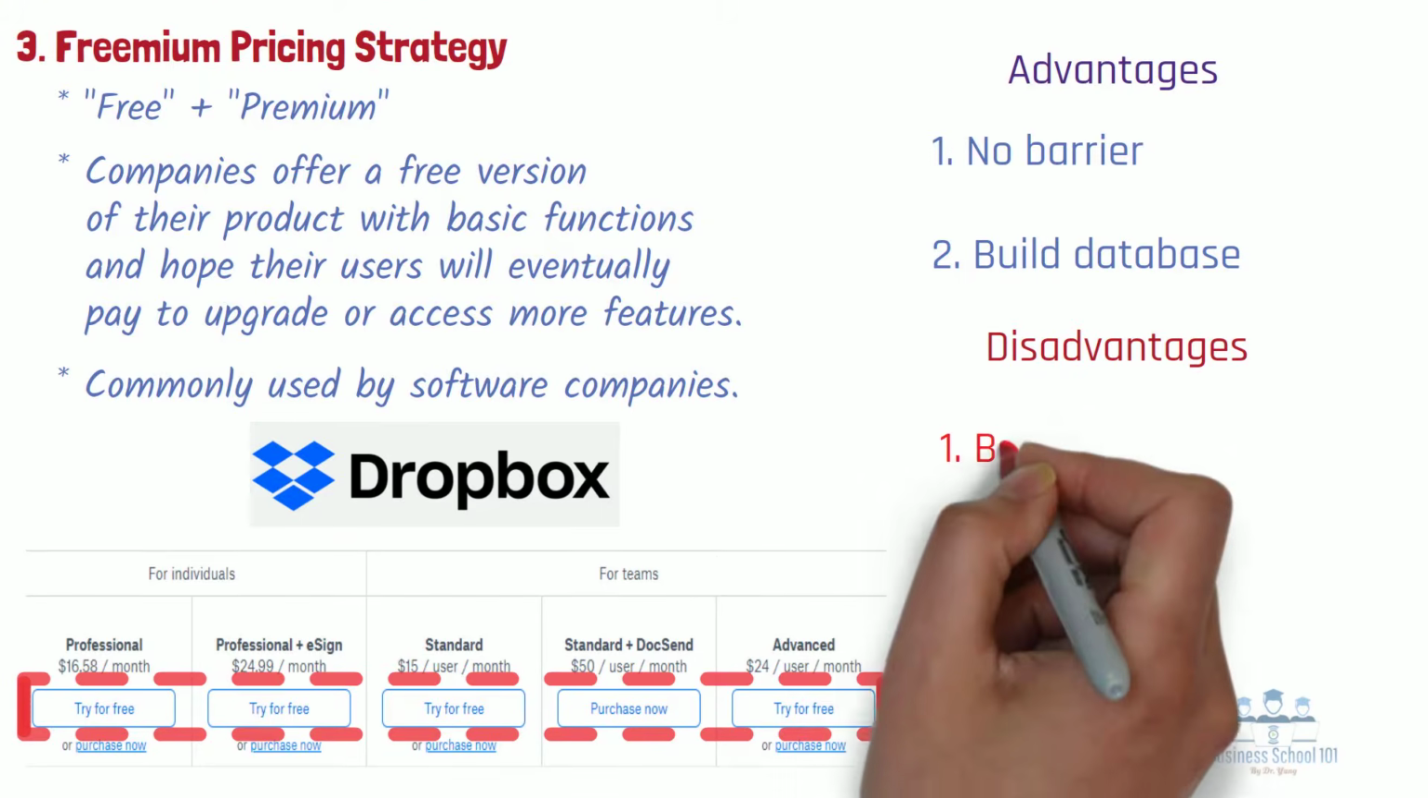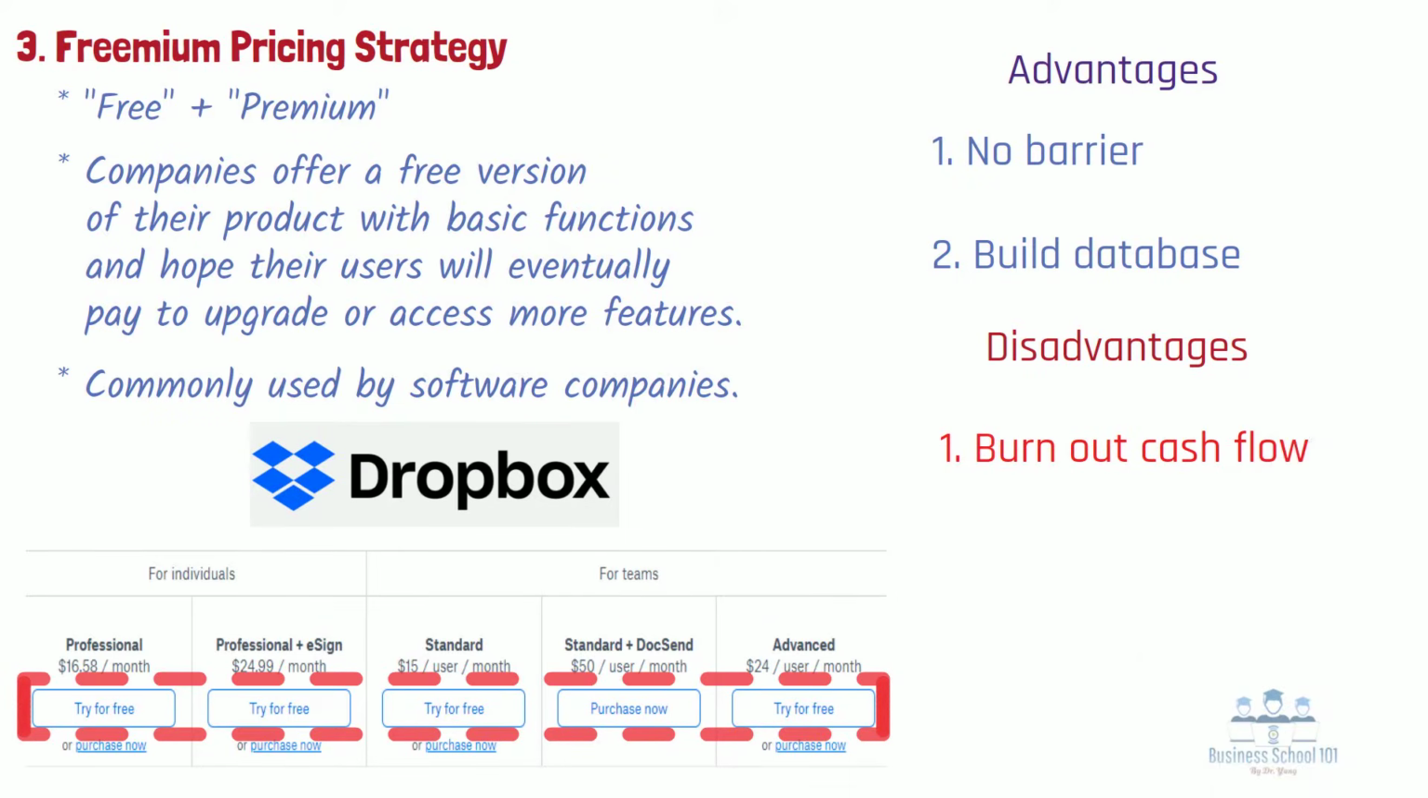Disadvantages. Number 1. Burnout cash flow. When companies start offering products or services for free to a large number of customers, it would keep burning out cash reserves. In extreme cases, it puts their business in great financial jeopardy. Number 2. Sunk cost. Helping out and supporting the free users don't guarantee that it would increase the conversion rate. Sometimes, the money spent on free users is higher than the income companies earn from paid users.